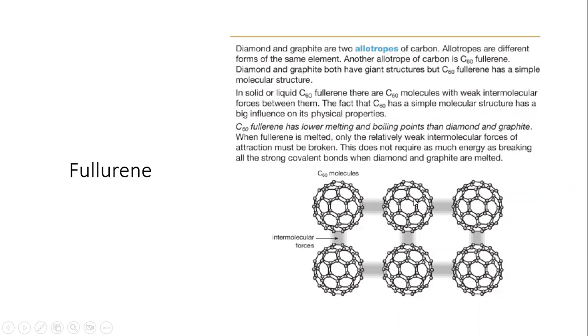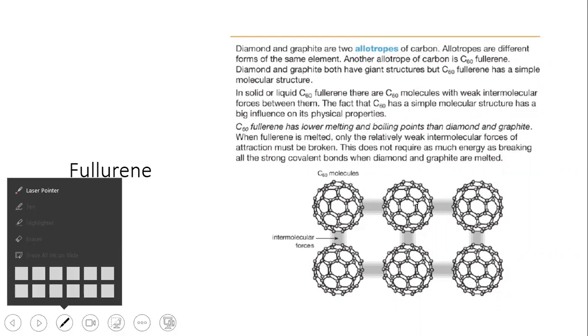Now, it will have a low melting point and it will have a low boiling point as well. Why? Because once again, you need to break just the intermolecular forces. You don't need to break anything else. That is why you don't need that much energy. So that is one thing. Now, another property of fluorine is that it cannot conduct electricity.